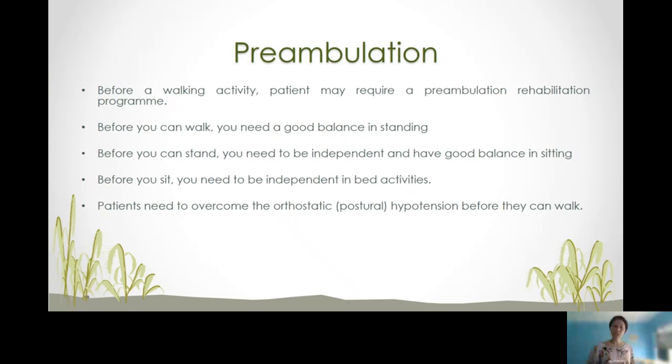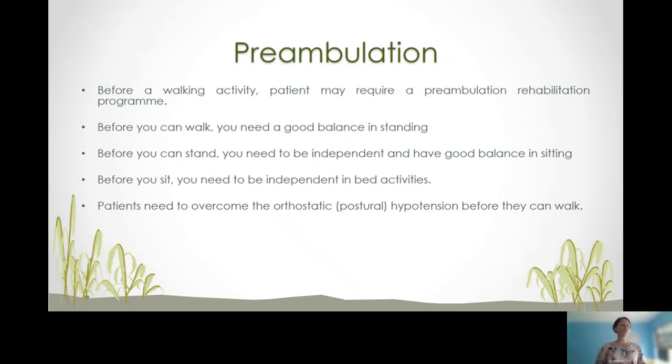If they have good, adequate standing balance, can shift, transfer weight, reach forward, you add rhythmic stabilization, and they're not falling over in standing, then you can let them walk. Then the patient needs to overcome the orthostatic postural hypotension before they can walk. If they've been in bed for prolonged periods, when you sit them up, they will be dizzy, often pale, they say they don't feel so well. That is orthostatic postural hypotension.